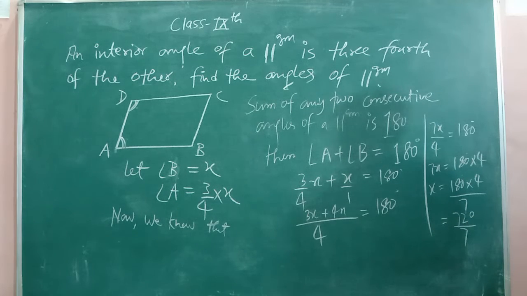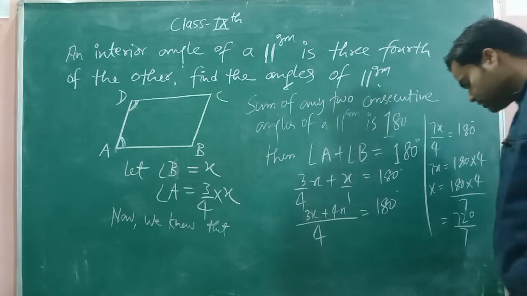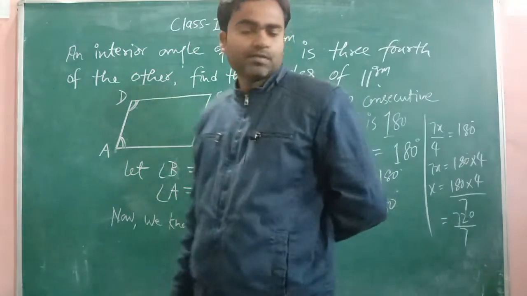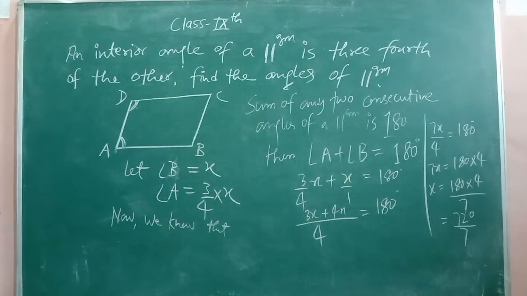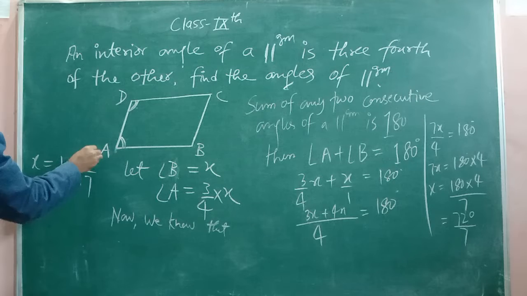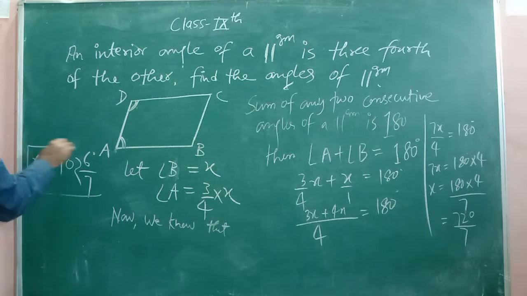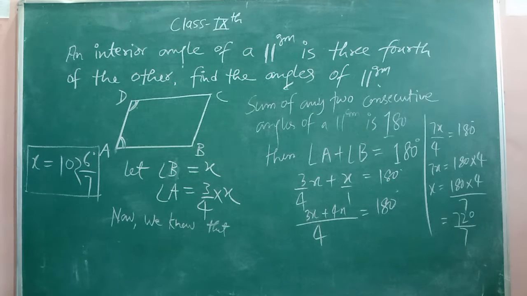And the other angle will be 3/4 of x. So dividing 720 upon 7, x is equal to 102, 7 2 times 14, 102 complete 6 upon 7 degrees.